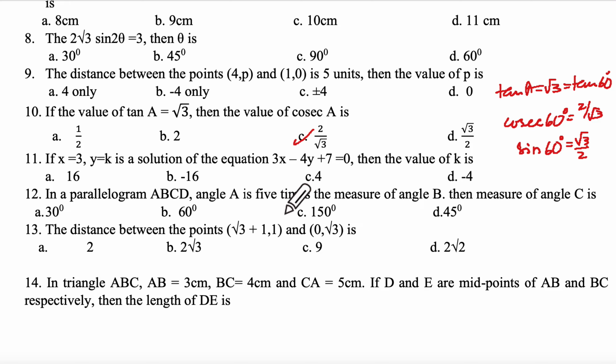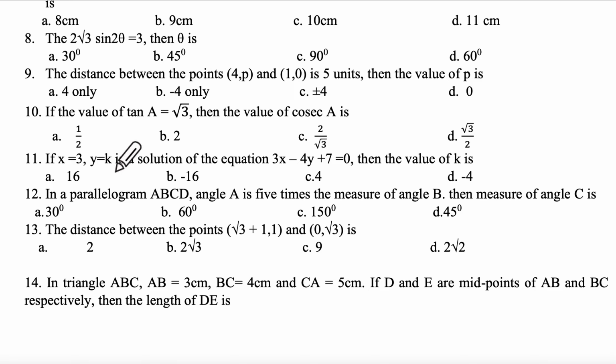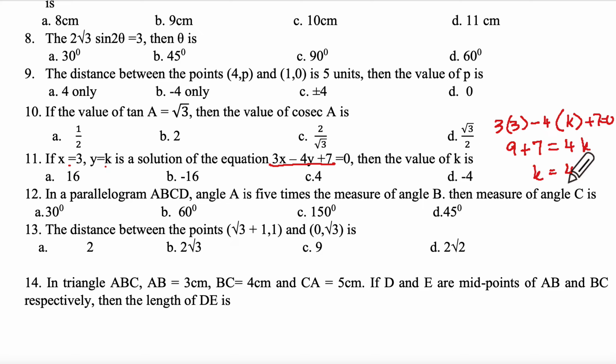Where is it? Now, this point is the solution of this. Find the value of k. How will we proceed for this? X is this and y is this. So you will substitute the value here. So tell me, if x is 3, 3x will be equal to 3 into 3 minus 4 into k plus 7 equal to 0. So this will be how much? 9 plus 7 is equal to 4k. So 16 is 4k. K will be equal to 16 upon 4.